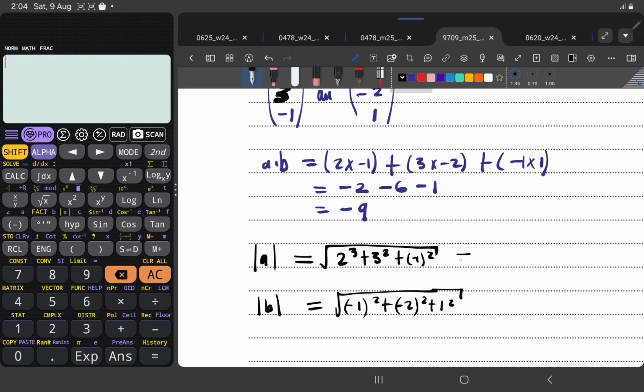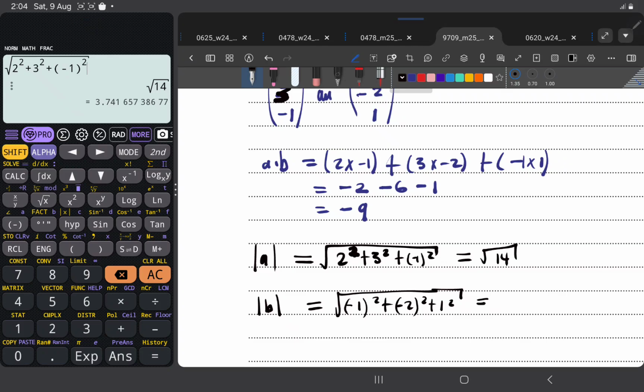Then you're going to do this. This is going to be equal to 2 squared, that's 4, whatever, let's put it. Square root of 2 squared plus 3 squared, then plus negative 1 all squared. You do square root of this. It's going to be square root of 14.